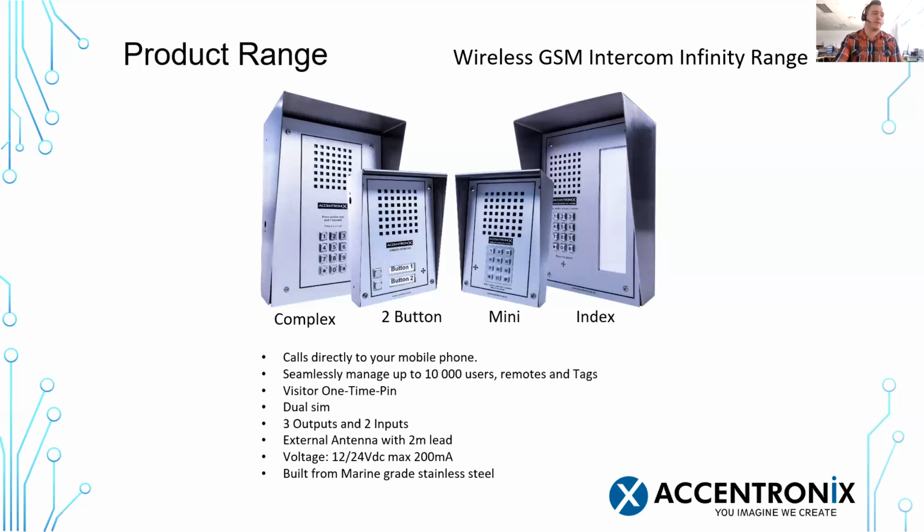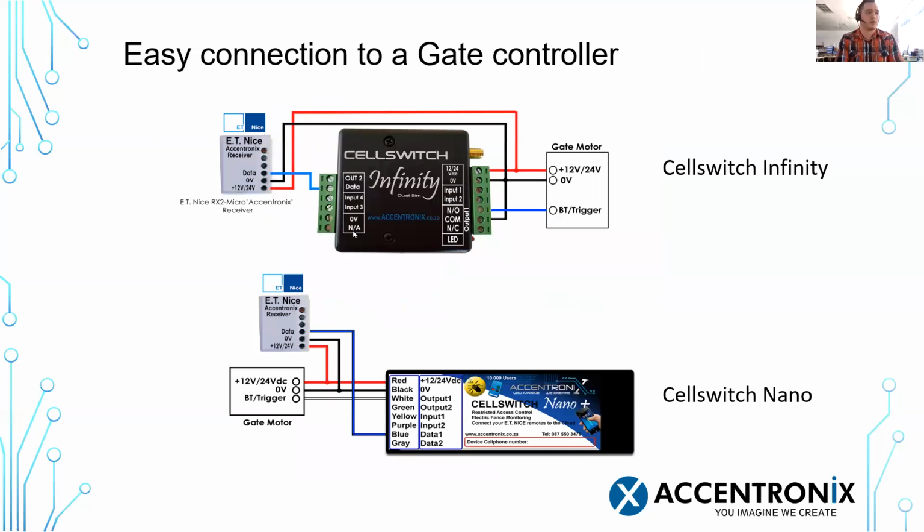Okay, so you'll see that basically it's your 12 volt, 0 volt, and then your trigger going to your trigger of the gate motor itself. So very easy to install. You'll see as well on the left side, there's a receiver connected to that cell switch. We'll get into it in a moment.